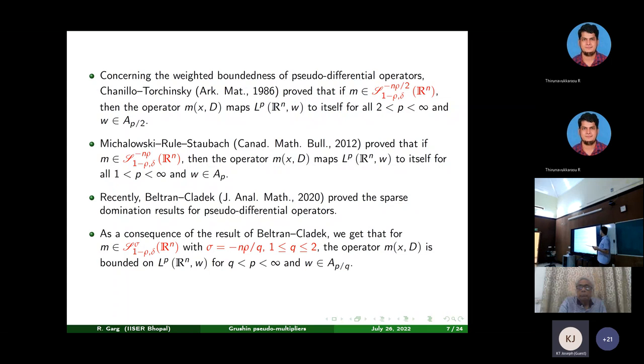So naturally, if I again restrict myself to these two setups and in between, minus n rho by q, where q is between 1 and 2. So q equal to 1 is Michalowski, Rosenblum, Seeger, q equal to 2 is Chanillo-Torchinsky. Then it follows from this work that the operator is bounded on L^p(R^n, omega) with p bigger than q and w coming from A_{p/q}. Okay, so that covers this result and everything in between.